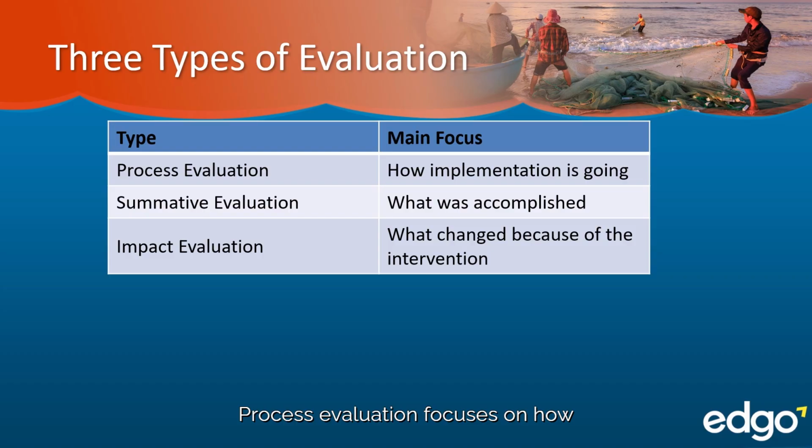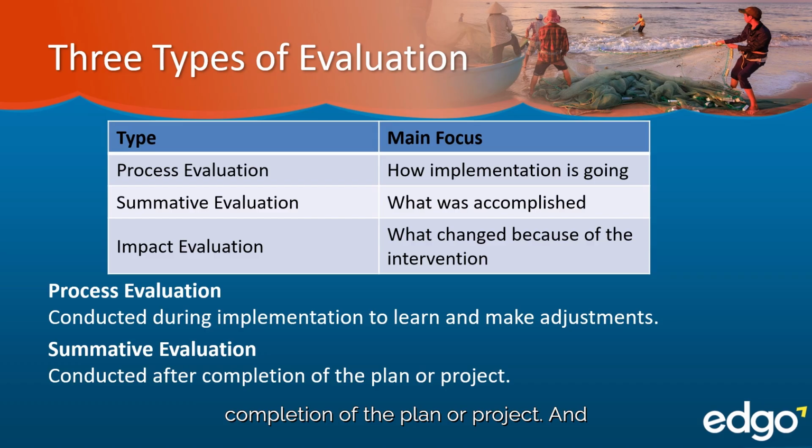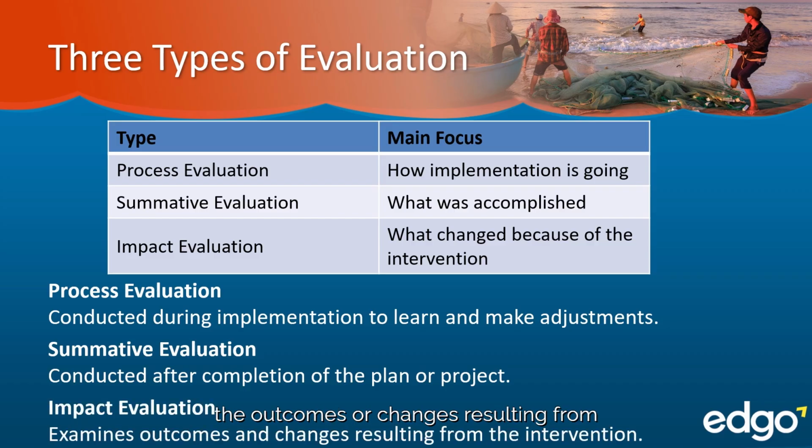Process evaluation focuses on how implementation is going. It is conducted during implementation and allows the community to learn and make adjustments. Summative evaluation focuses on what was accomplished. It is conducted after the completion of the plan or project. And impact evaluation focuses on what changed because of the intervention. It examines the outcomes or changes resulting from the project or program. A simple way to remember them is: process, how did we do it? Summative, what did we accomplish? Impact, what changed?